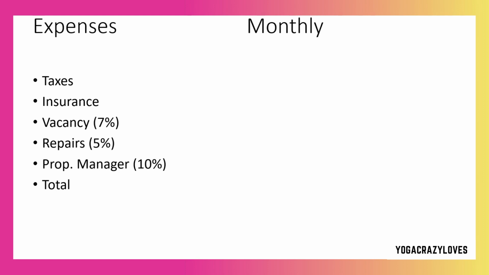So if you calculate this particular house, and this is all monthly, the taxes are about $60 a month, which is excellent. Insurance on this property is about $45. 7% vacancy, and those percentages are of the monthly rent, so 7% of that is going to be $75. Repairs are going to be 5%, which is $54. And the property management in this case is 10%. I should have put that there, and that would be $108. So total all of these, and these are going to be your expenses. Grand total, $342 for monthly expenses.